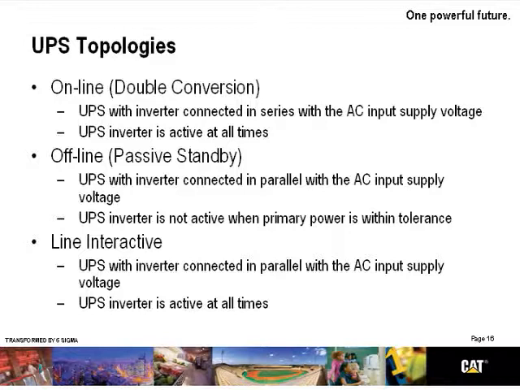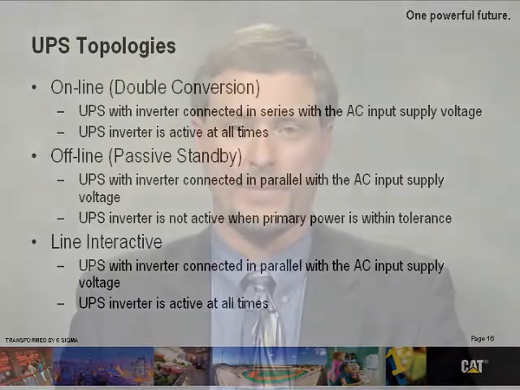Offline or passive standby, also used interchangeably. The UPS inverter is connected in parallel with the AC input. So not in the main power path, but in parallel to it. The line interactive is exactly what the name implies. The UPS has its inverter connected in parallel to the AC input. However, the inverter is active at all times. So we have a line interactive UPS.